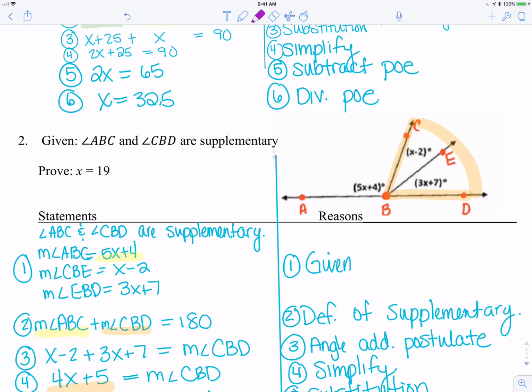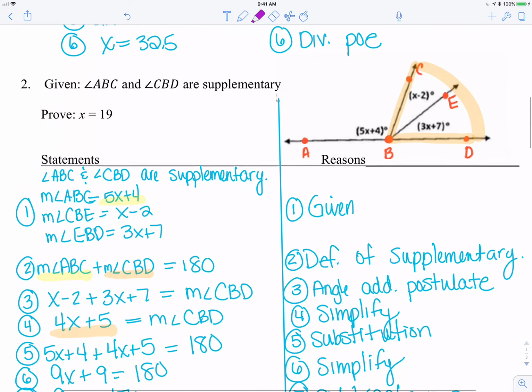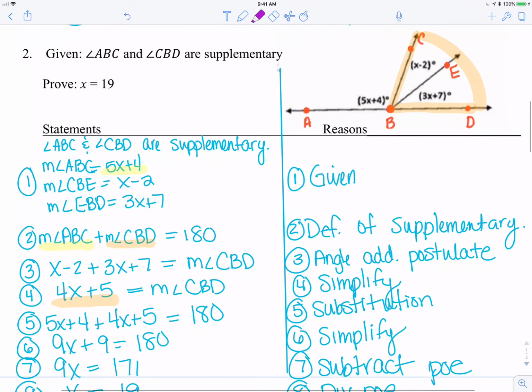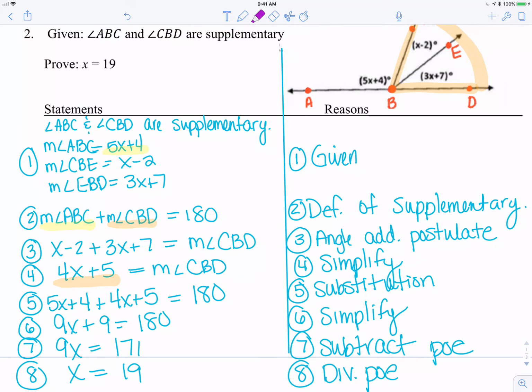Alright, so number 5, we go ahead and substitute in, and we get 5x plus 4 plus 4x plus 5 equals 180 by the substitution property. Combine your like terms, so that's simplify, and you get 9x plus 9 equals 180. Subtract 9 from both sides, you get 9x equals 171. That is the subtraction property of equality. And then divide by 9 and you get x equals 19, which is the division property of equality.